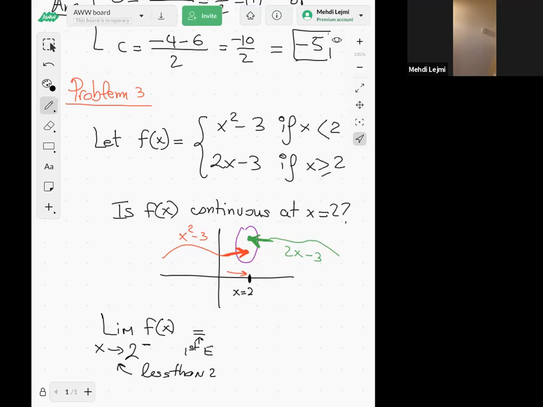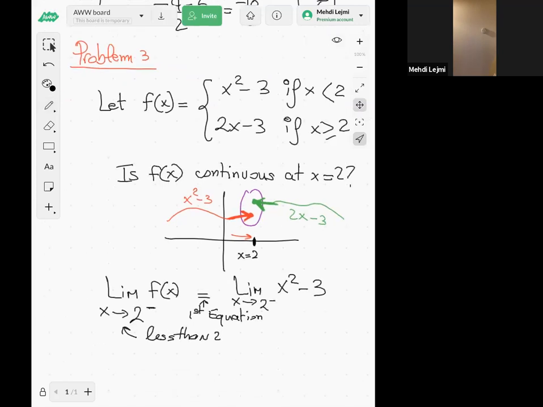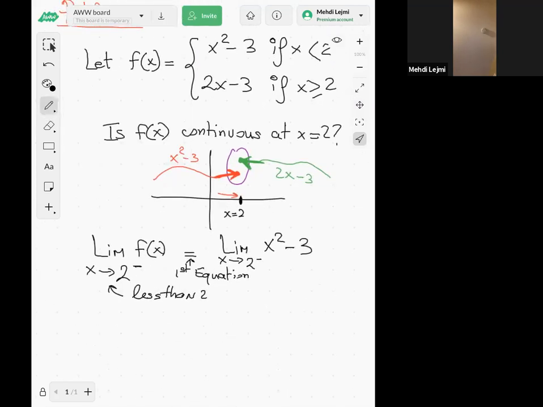So the limit of f, the first equation is x squared minus 3. So here your f is x squared minus 3, because your x is less than 2, as it approaches 2 from the left. So how do we compute this limit? First thing, whenever you want to compute any limit, you just replace x by the number given in the limit. Here the number is 2, so I'm going to just replace x by 2. So here, this is equal to, my x is equal to 2.